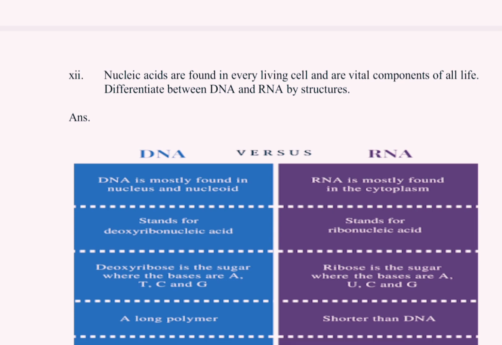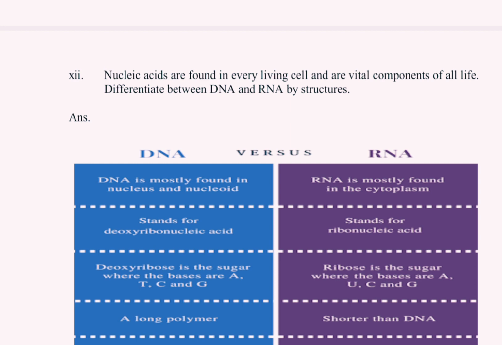Then we have to differentiate between DNA and RNA. Nucleic acids are found in every living cell, and they are a very vital component. You can write it in four to five lines here. We all know that DNA is mainly present in the nucleus, and also in mitochondria and chloroplast, and RNA is in very small quantity in the nucleus and mainly occurs in the cytoplasm.